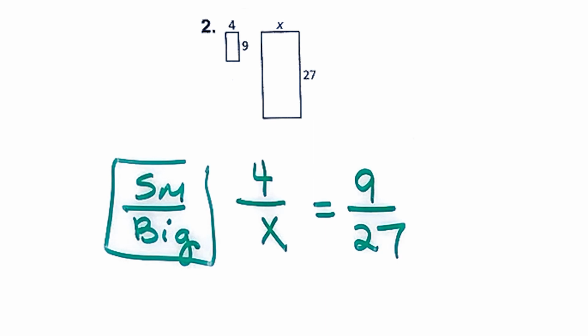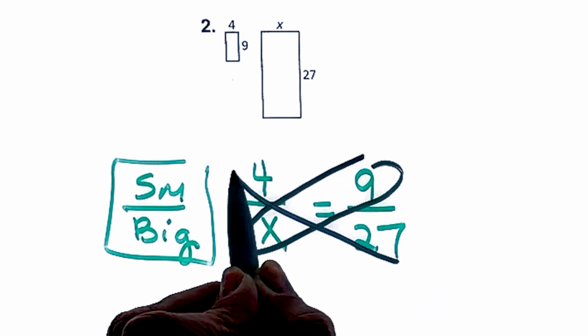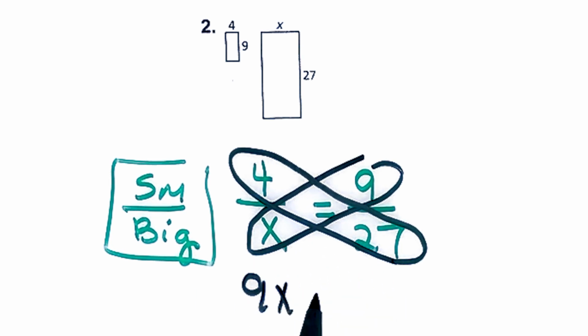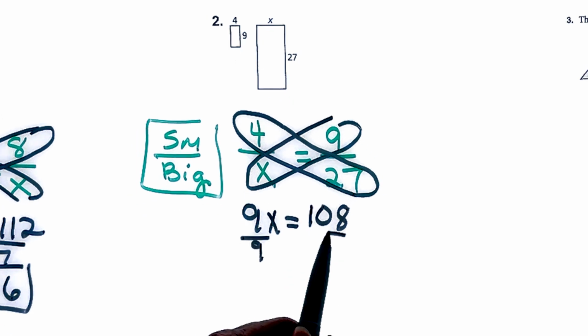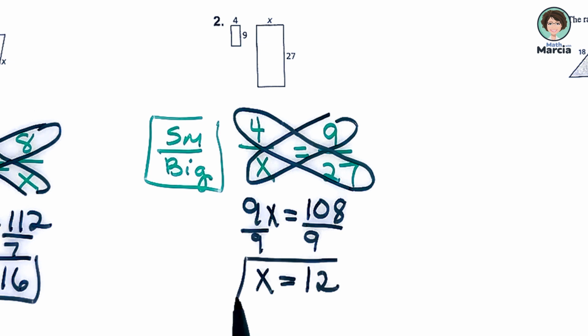And so now we will do the exact same thing. We're going to find the cross products. So 9 times x is 9x, and 4 times 27 is 108. To get the x by itself, I have to divide by 9. So our base that is missing is a 12. There's our missing part.